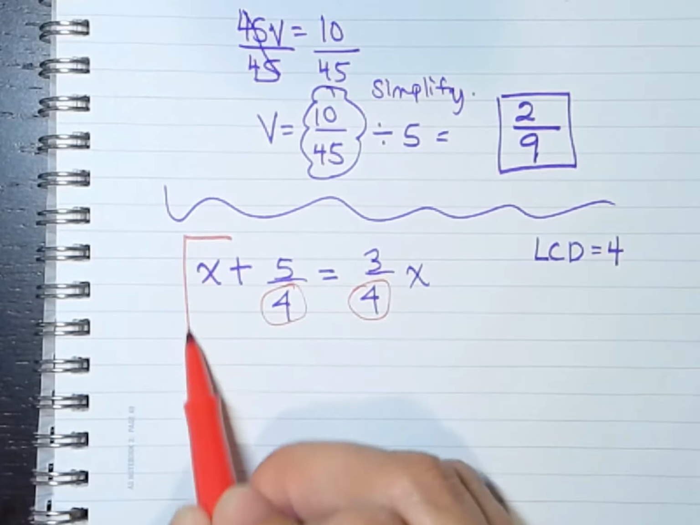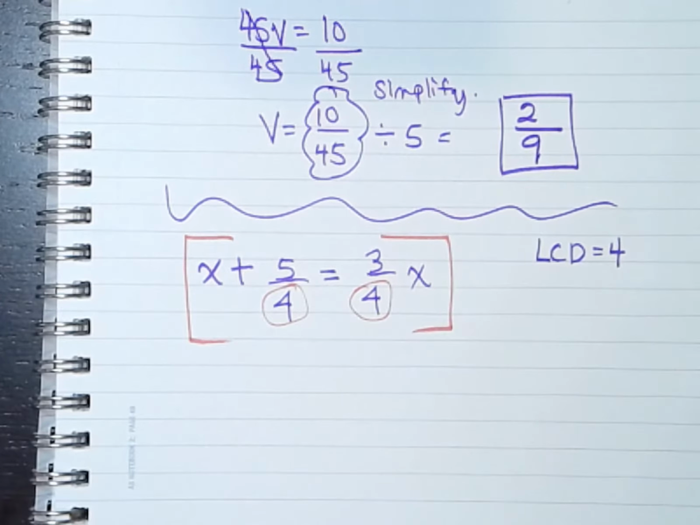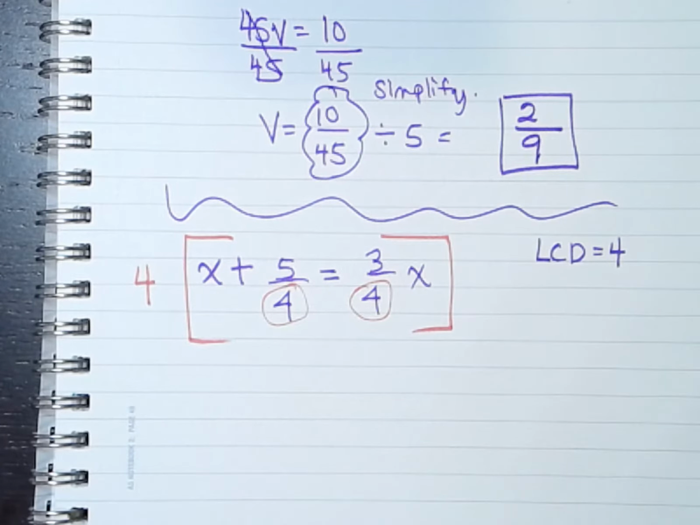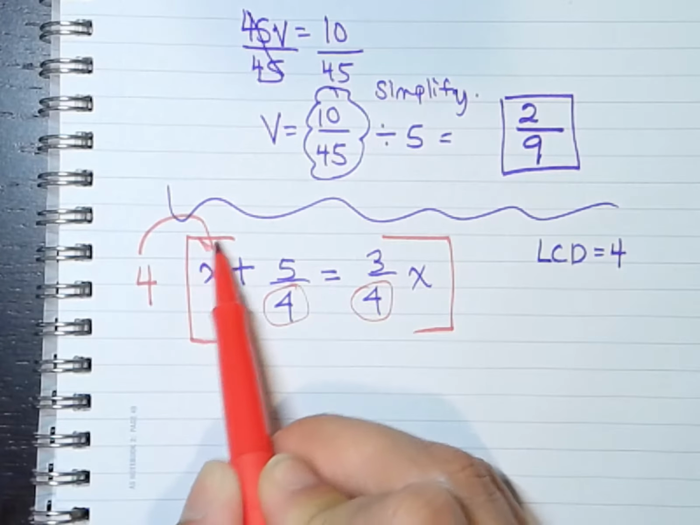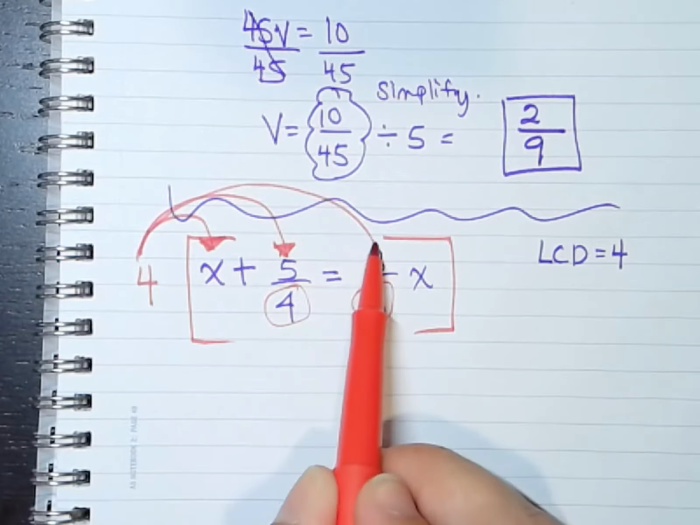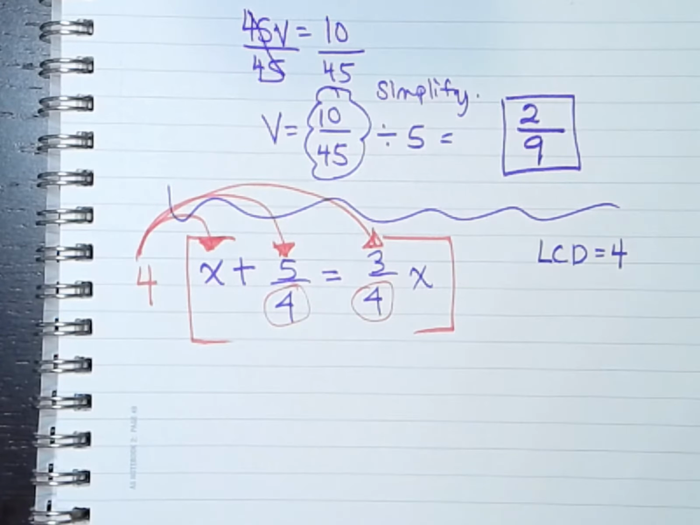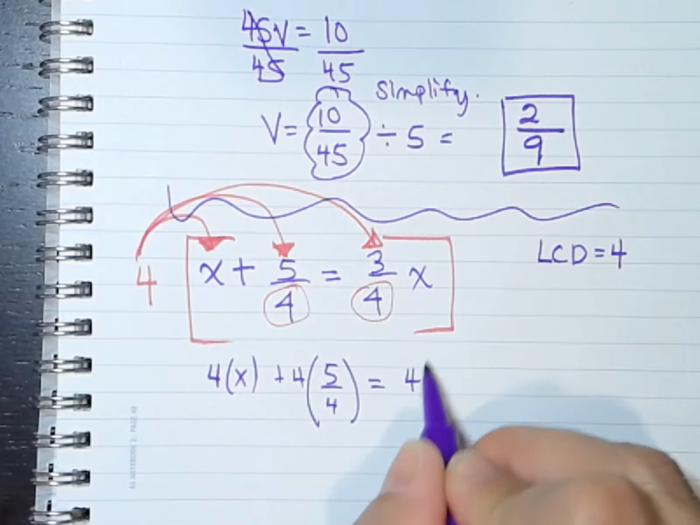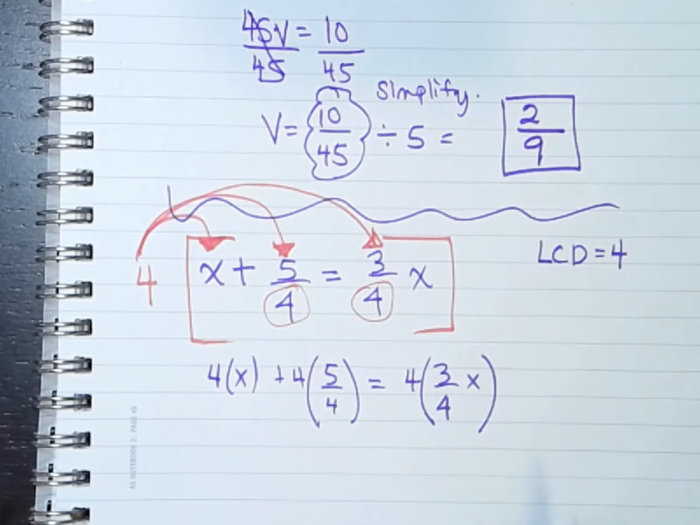So then I would take this entire equation and I would multiply it times 4. This is like the distributive property. I'll multiply 4 times this x, 4 times the 5 over 4, and 4 times the 3 over 4x. I write that out: 4 times the x plus 4 times the 5 over 4 equals 4 times the 3 over 4x. Right. Okay, y'all with me?